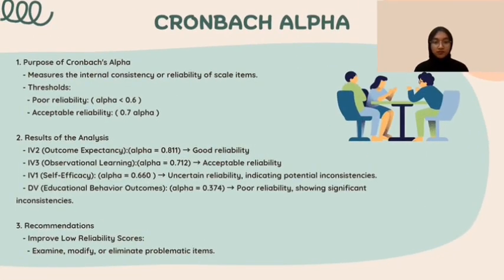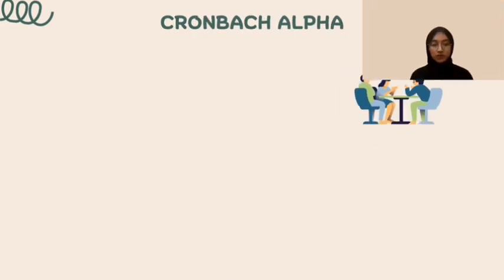Cronbach's alpha measures the internal consistency or reliability of scale items. Scores below 0.6 indicate poor reliability, while values above 0.7 are considered satisfactory. IV2 and IV3 have good and acceptable reliability, while IV1 has uncertain values, indicating inconsistencies. DV has poor reliability and significant inconsistencies. To improve low reliability scores, items should be examined, changed, or eliminated to fit the desired concept. Accurate and significant analysis depends on a trustworthy scale.